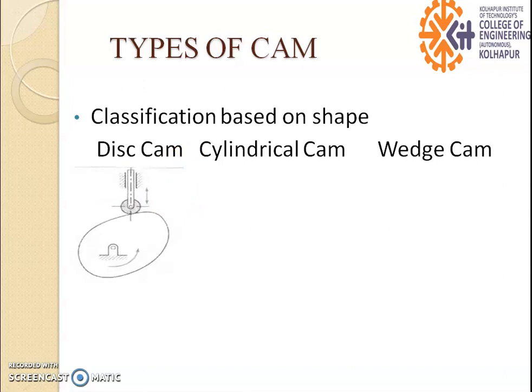In a disc cam, the position of the follower is determined from the cam axis. The follower reciprocates or oscillates in a plane at right angle to the axis of the cam. This cam is very popular due to its simplicity and compactness.